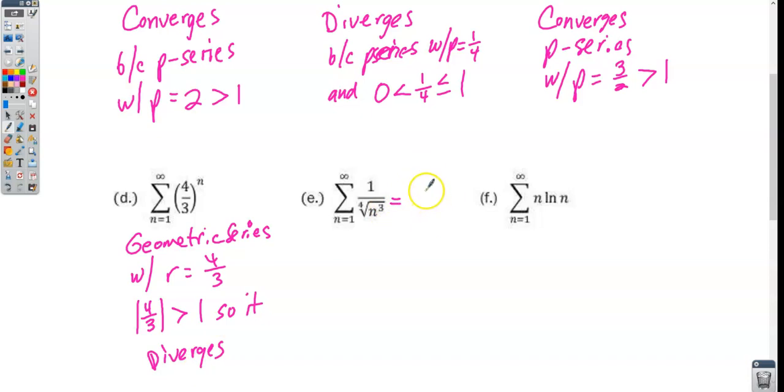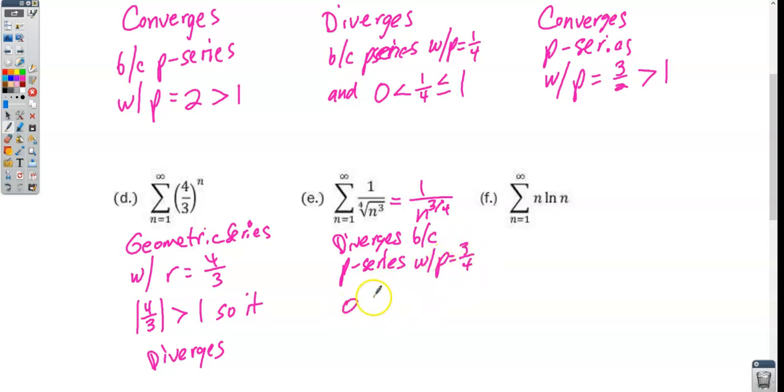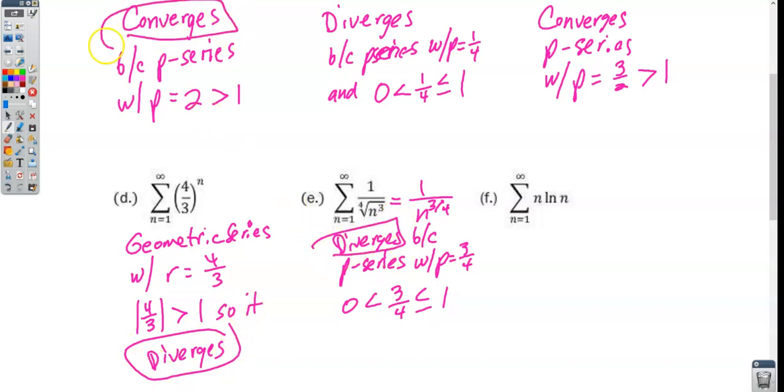This one is a p-series. Okay, this diverges because it's a p-series with p equals 3/4, and 0 is less than 3/4 is less than or equal to 1. All right, so we found the first 5 here, whether they converge or diverge.